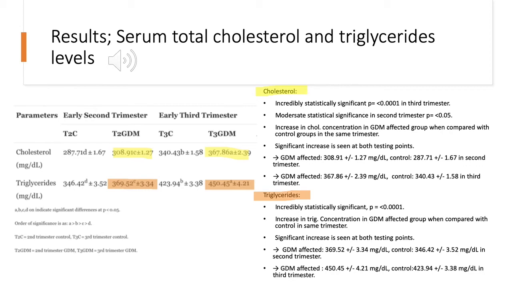most notably. The TG level also experienced an increase in both testing individuals and again experienced its most significant increase in the third trimester, where GDM affected individuals averaged at 450.45 plus or minus 4.21 milligrams per deciliter, whilst the control level was, on average, 423.94 plus or minus 338 milligrams per deciliter.